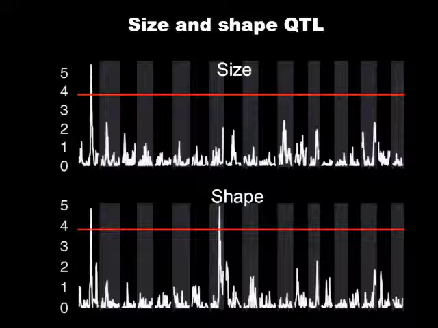Okay, and then we get this other very significant peak on chromosome 8. So chromosome 8 is totally not at all coming up in size. So this is saying maybe there are some other genetic factors that affect shape independently from size. Okay. Yippee. Are we done?